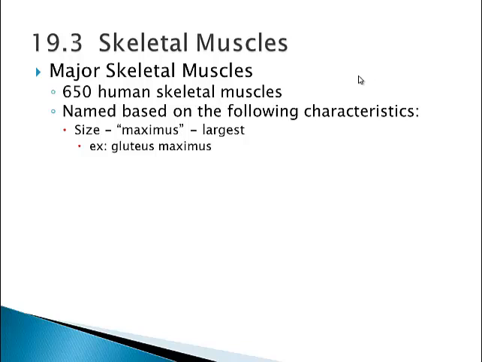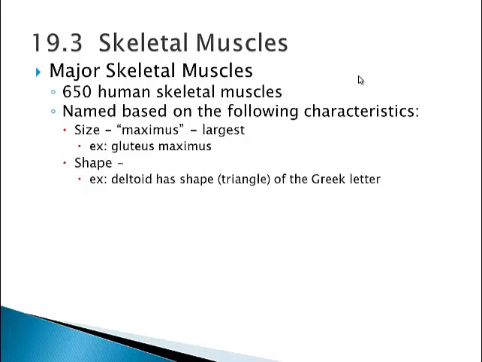There are over 650 human skeletal muscles. Their names vary, but generally they tell you something about the muscle. For example, if the word contains maximus, that means largest. Gluteus maximus is the largest muscle in the buttocks region. It can also tell you shape. For example, the deltoid muscle in the upper arm has the shape of a triangle. The delta, or triangle, is a Greek letter in their alphabet.